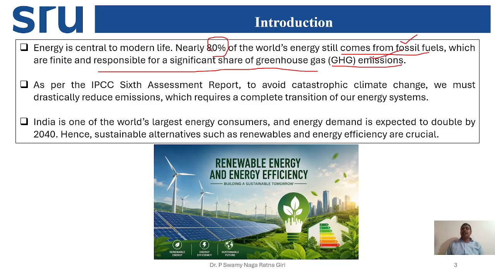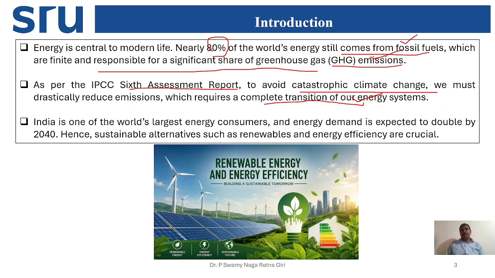As per the IPCC sixth assessment report, to avoid catastrophic climate change, we must act. What is catastrophic climate change? It means drastic changes in the climate, environmental impacts, CO2 and greenhouse gas emissions. Our responsibility is to reduce these emissions to the atmosphere, which requires a complete transition of the energy system. That is one of the best ways to transition, and getting more energy from renewable systems is more important.